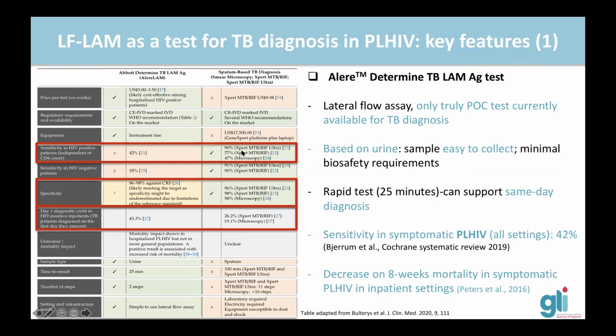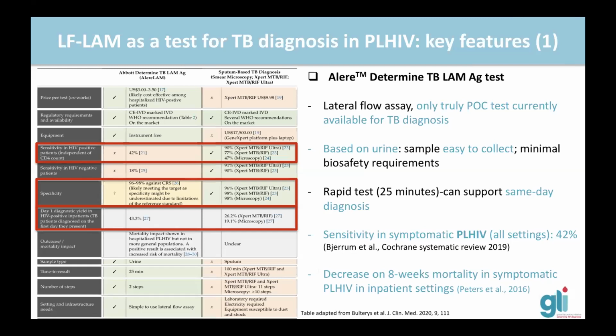Of course, when compared to Xpert, the sensitivity is lower, but compared to Xpert, lateral flow LAM has some key advantages. First, it is instrument-free, therefore much more suitable for decentralization. It's cheaper compared to an Xpert test. It has been shown to really support same-day diagnosis. And last but not least, it has also been shown to have an impact on mortality.